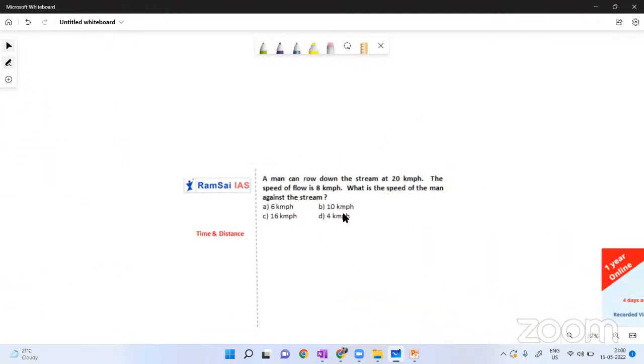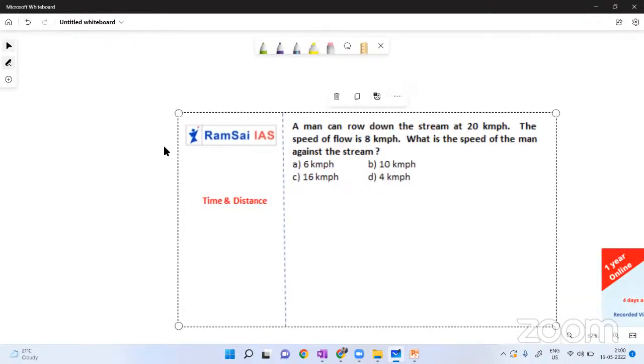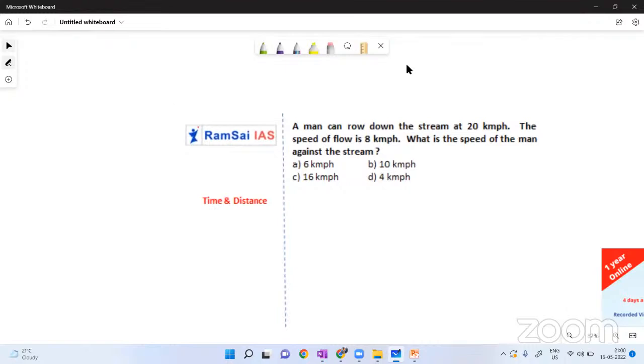Okay, so the next question. Once again, let me make it bigger. A man can row downstream at 20 kilometers per hour, so a equal to 20. The speed of flow is 8 kilometers per hour, v equal to 8 kilometers per hour. So what is the speed of the man against the stream? So b equal to what?